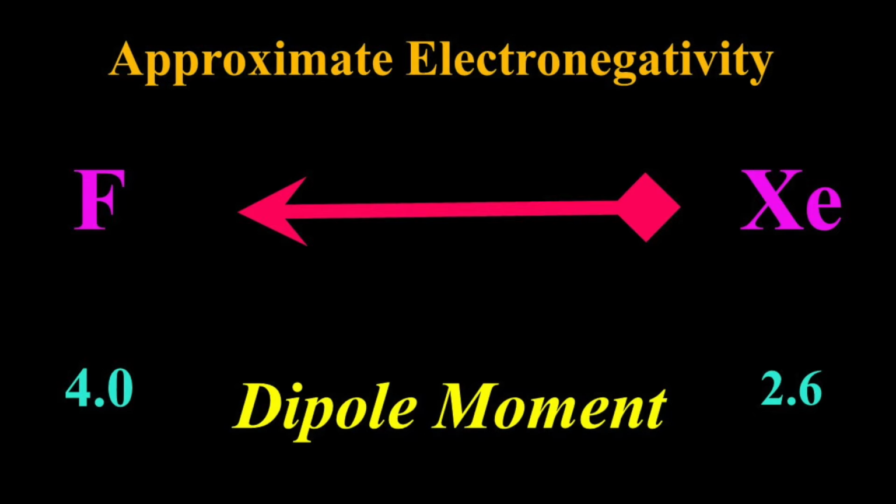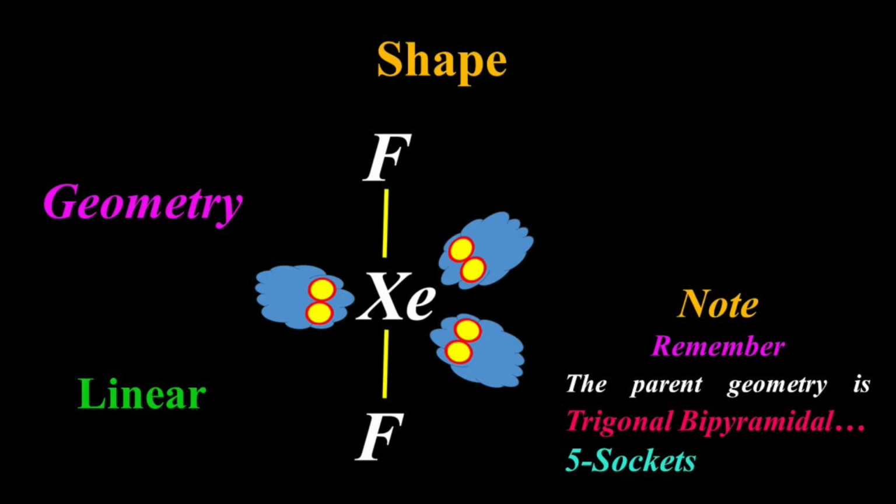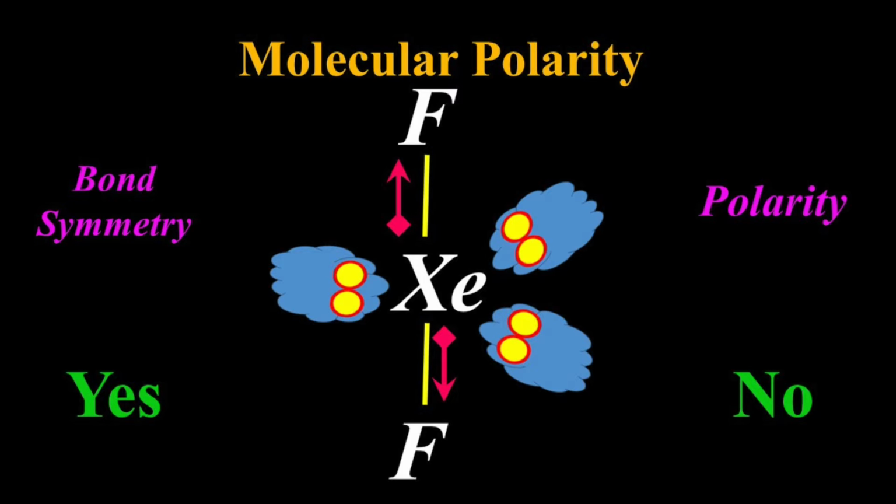There's my electronegativity. I like to get that done before my geometry identification. Now I'm going to put my geometry is going to be linear. Remember, the parent geometry is trigonal bipyramidal. Put in my polarity, and yes, I have bond symmetry. No, it is not polar.